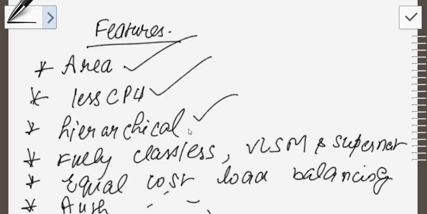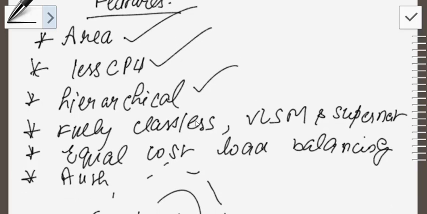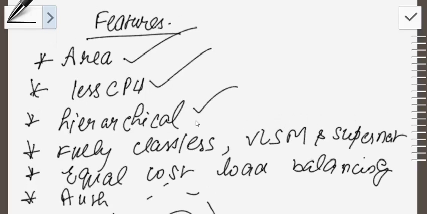It supports fully classless behavior, solving classful problems such as discontiguous subnets. It supports classless routing table lookup, VLSM, and supernetting for efficient address management. It also supports authentication, with inbuilt authentication mechanisms. What types of authentication can you use in OSPF?